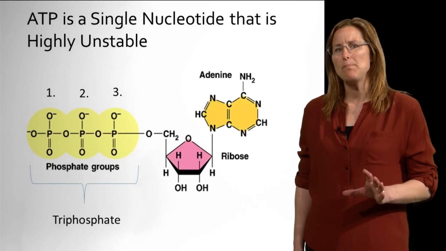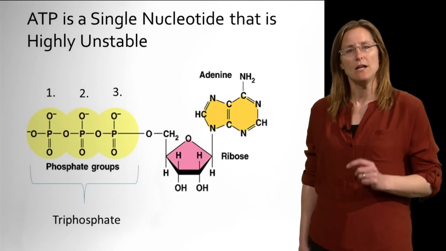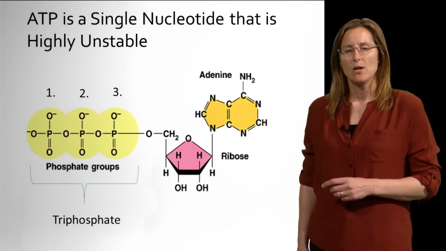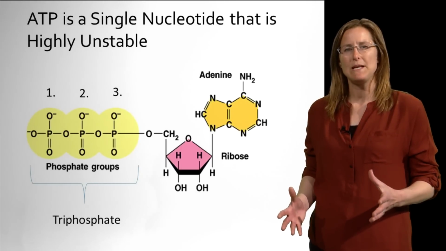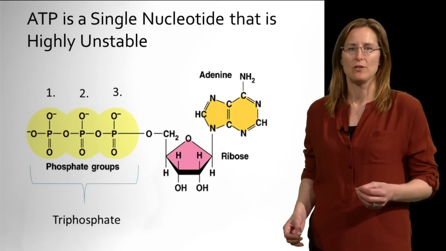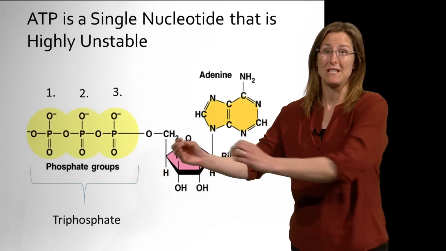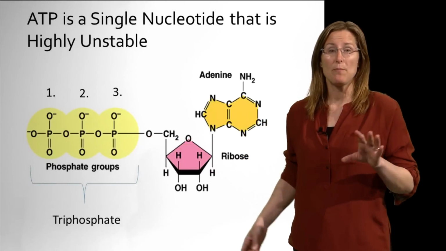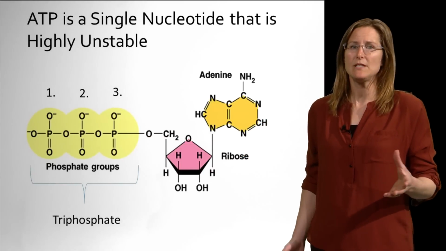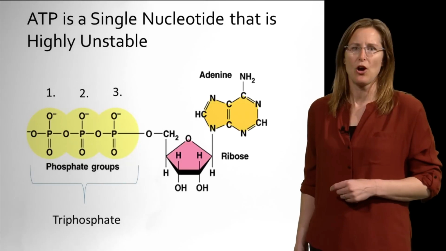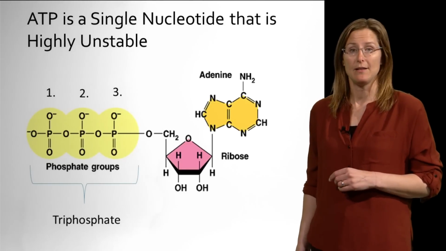ATP has high potential energy because it's an unstable molecule. When molecules are unstable, it means that some of the bonds are fragile. In this molecule, the 3 phosphate groups would rather be split apart. They want to break away from each other. This is because each group has a negative charge, and like charges repel.